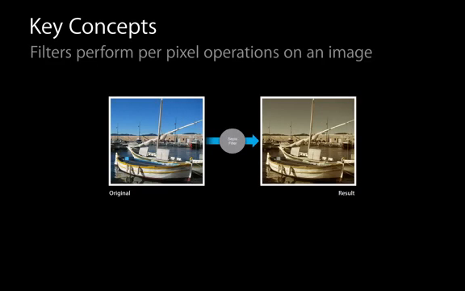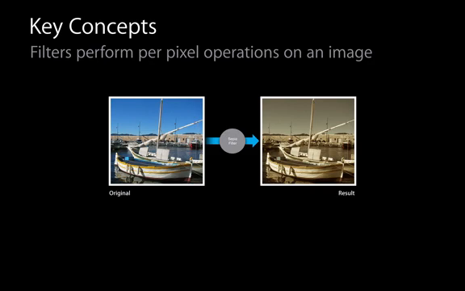For those of you who may be new to Core Image, I just want to take a few slides to talk about some of the key concepts, because those will be relevant for the rest of the discussion today. So first off, filters. Core Image filters allow you to perform per pixel operations on an image. In a simple example, you have an original image, and you want to apply a sepia tone filter to it, and you'll get a resulting image.